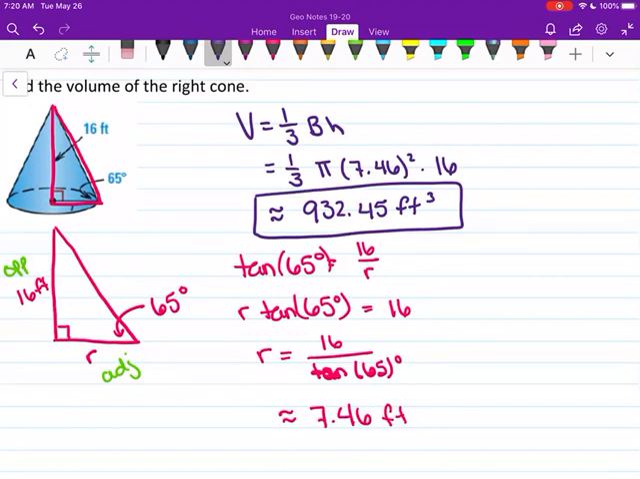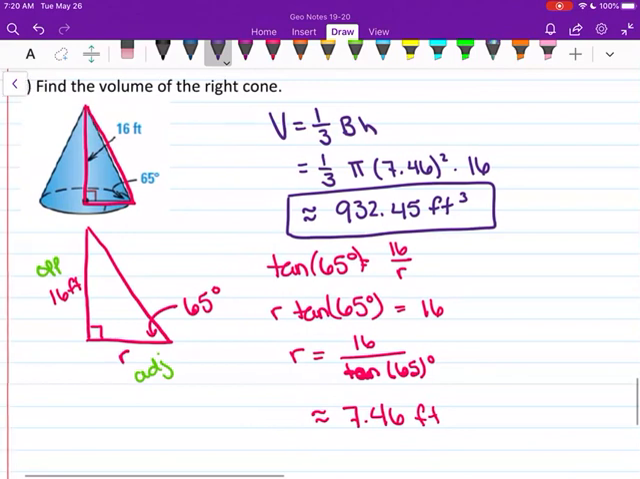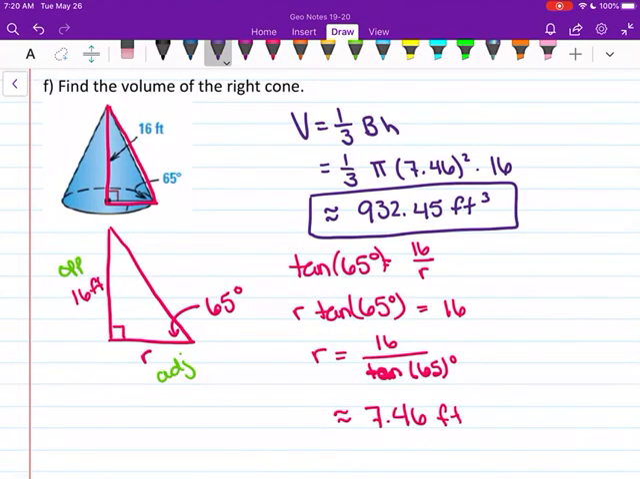Okay, lots of examples today. So go ahead, try your homework, find the volume of all those figures.